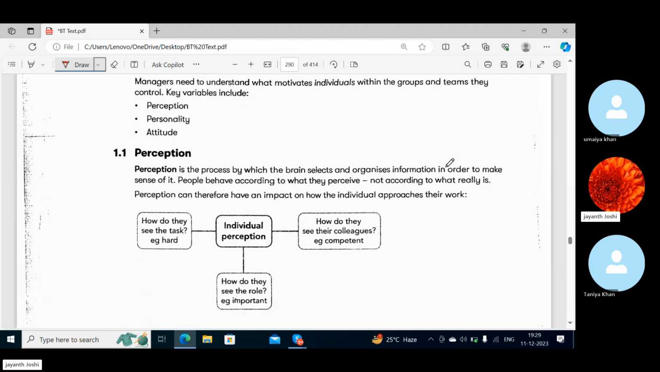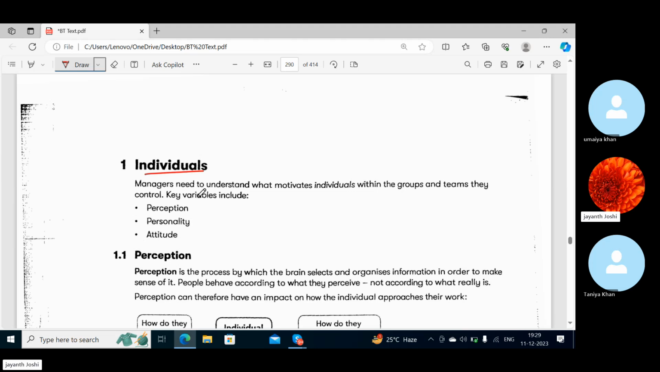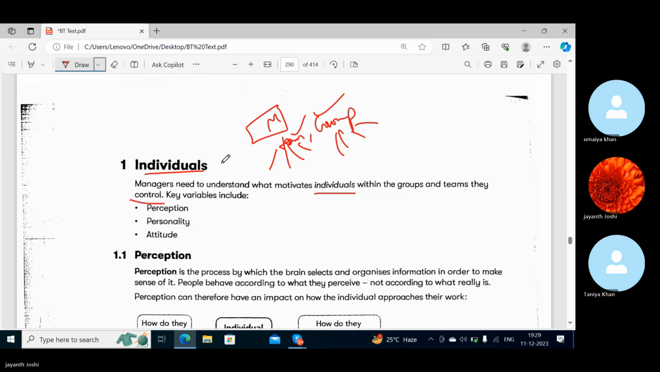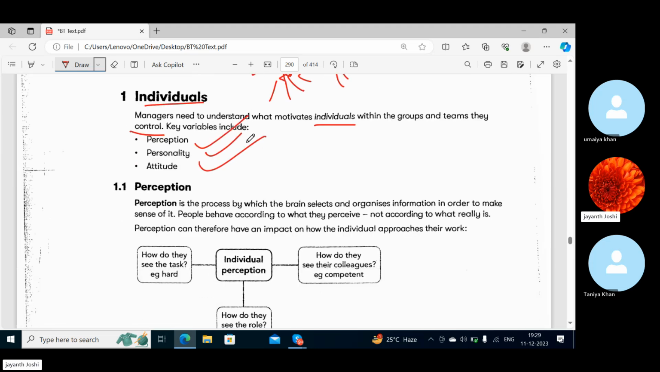Let's dig deeper into the subject. Individuals. Managers need to understand what motivates individuals. The first and foremost thing. Within the groups and teams they control. So there is a manager who leads a team or who leads a group. I already explained the difference. They have to understand what motivates the participants of a team or group, who are individuals, how they can be motivated, and how they can be controlled. So there are some key variables: perception, personality, attitude. These three can differ, right?